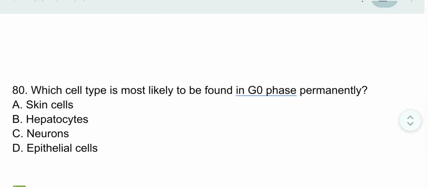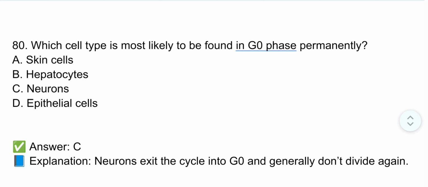Question number 80. Which cell type is most likely to be found in the G0 phase permanently? The correct option is option C, neurons. Neurons exit the cycle into G0 and generally don't divide again.